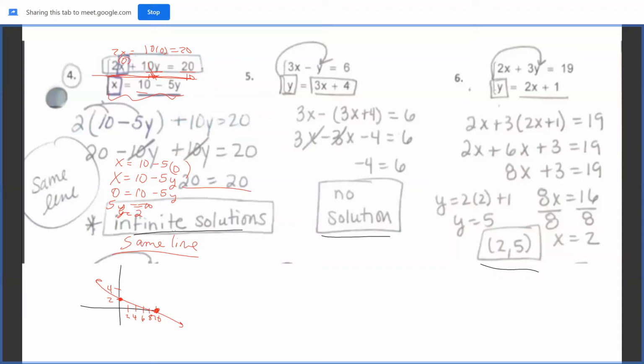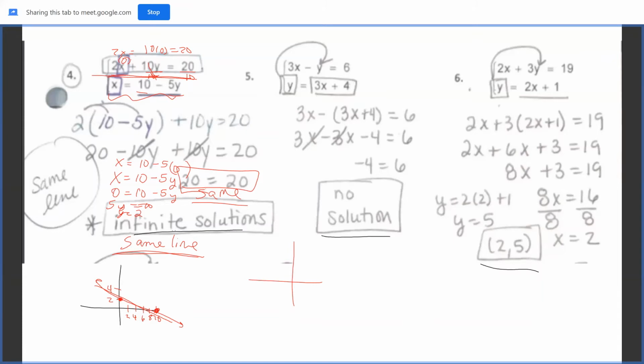Notice when you solve by substituting, you'll get 20 equals 20. Same numbers on both sides, same line that is graphed, infinitely many solutions. On the second equation, it is no solution. So what that means is these two lines must be parallel.